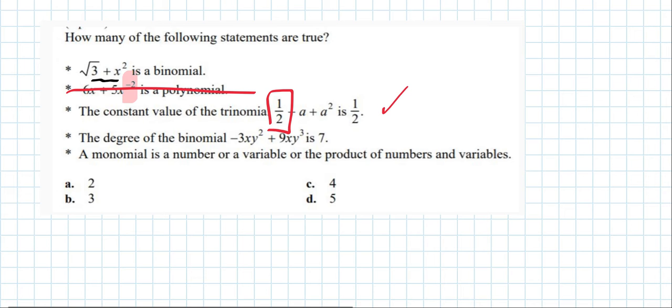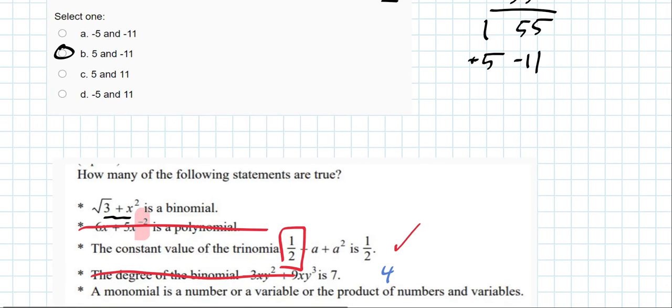Next, the degree of this binomial, negative 3xy squared plus 9xy cubed, is 7. So the degree of that should be, if we take the sum of all the exponents in the biggest term, the term with the most stuff in it. So if we have x, which is to the 1, and y squared, the degree of that term is 3. 1 plus 2 is 3. And if we take our second one, 1 plus 3 is 4. So the degree of this one should be 4. No good.